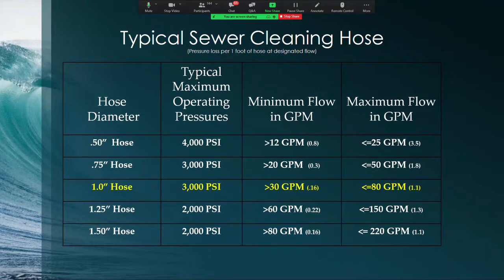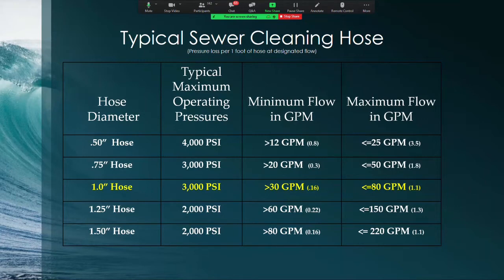Again, this is not cast in stone, but this is typical of what you see in industry. And I've highlighted the 1-inch hose in yellow because that's what I'm going to use most of the time for my discussions and points of interest. If you look at it, you'll see that the chart talks about the minimum flow in the 1-inch hose anywhere from 30 gallons to a maximum flow of 80 gallons, which is what it's designed for.